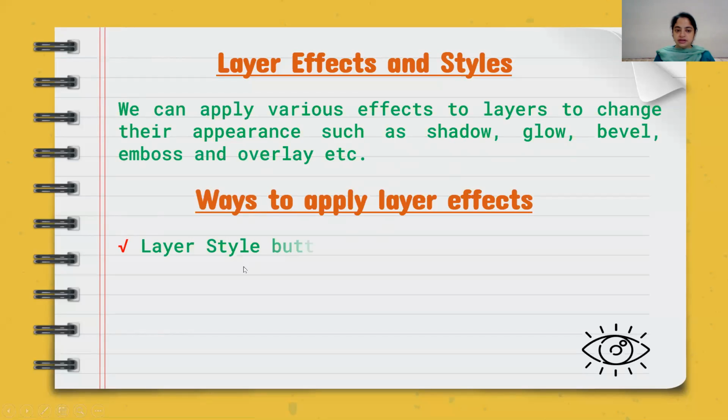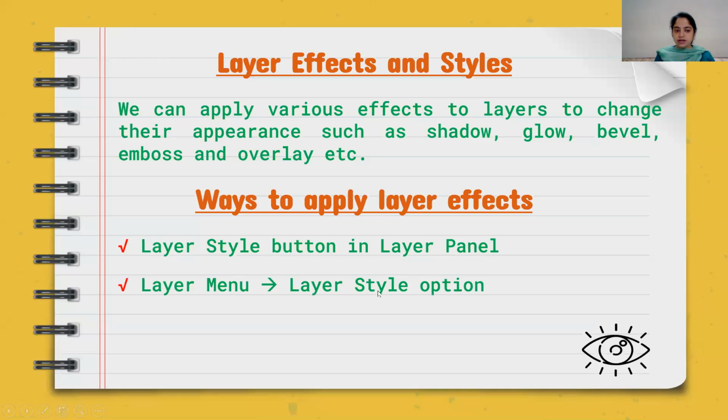One method, layer style button in the layers panel. New layer button in the layers panel. Along with that, there is a layer style button also. Second method, again the menu command, layer menu, layer style option. Okay, you will learn the 2 methods. You will learn the 3 methods to insert a layer. You will learn the shortcut keys and menu commands of each and every option that we had used.